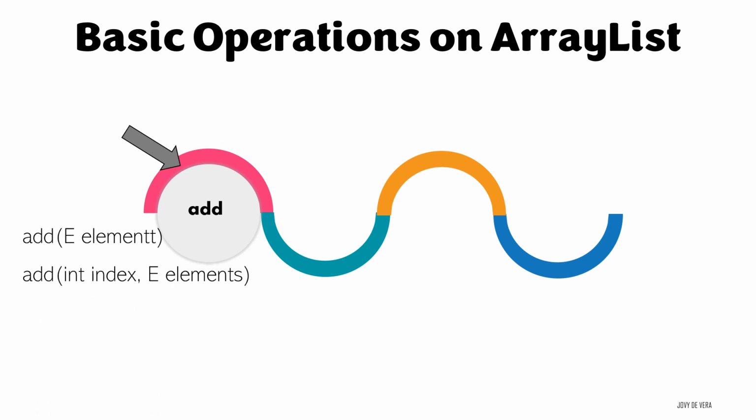The first one is this one, the add method with one parameter. E represents the data type of an object. And the next method is this one. It has two parameters. The first one is the index and the second one is the element.